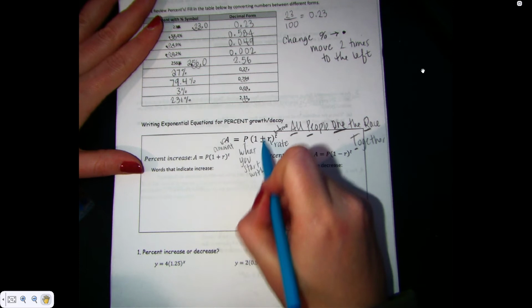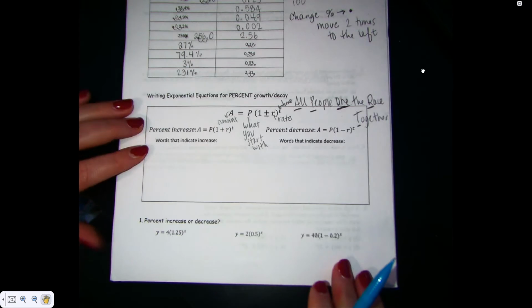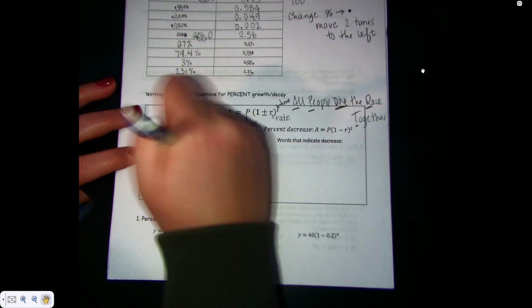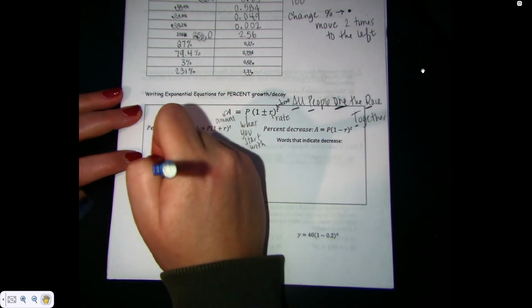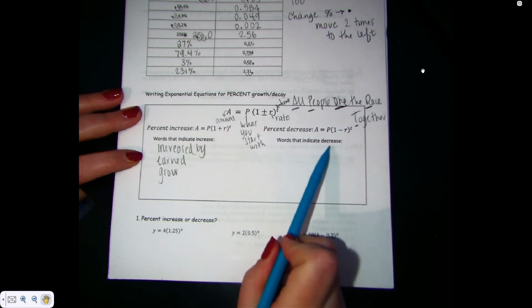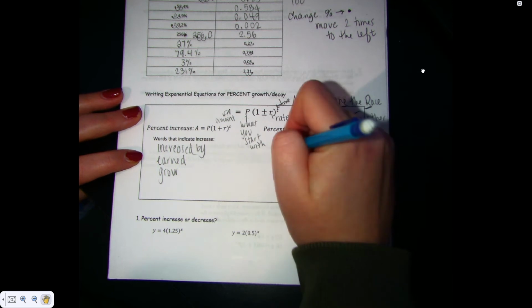Now, this plus or minus is going to come from whether something is increasing or decreasing, and they love to use fancy words with these. Words that mean increase: you'll see increased by, you're going to see something like earned, so it earned interest. You'll see the account grew or grows at a certain percent. Anything that indicates that it's getting bigger. Words that indicate decrease: well, decrease by.